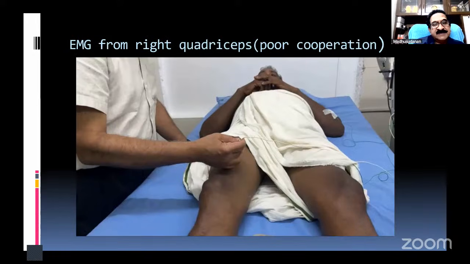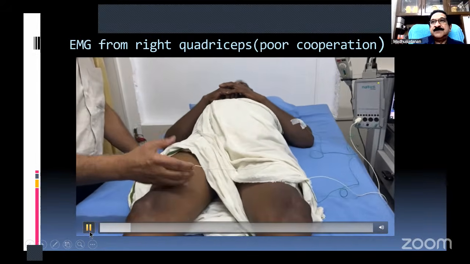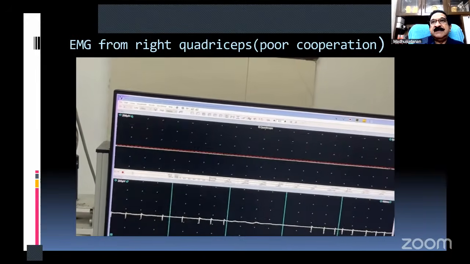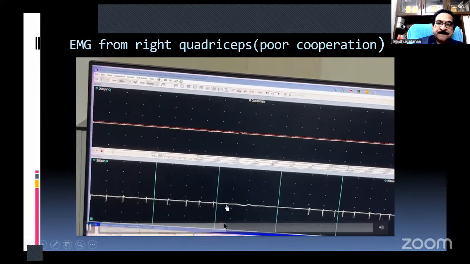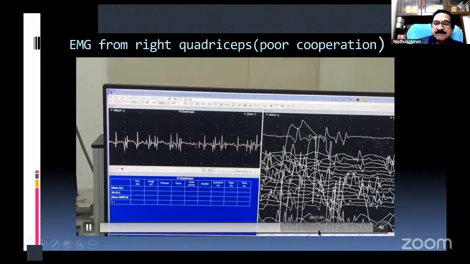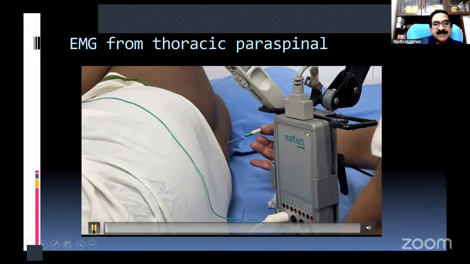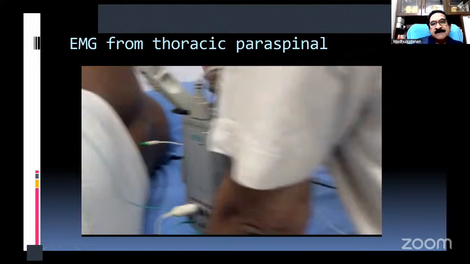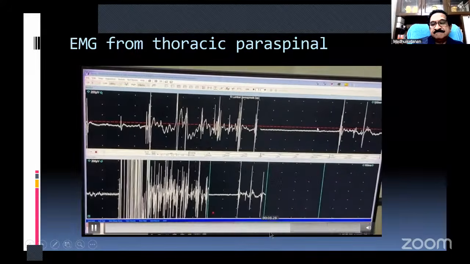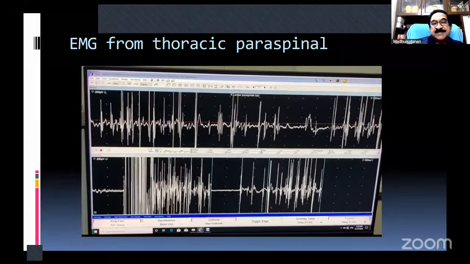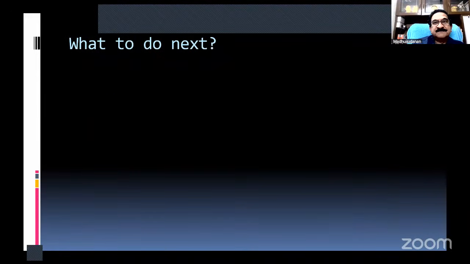The EMG did not show anything. There is no motor neuron hyperactivity, though the limbs are going into abnormal posture without any weakness. There was no spontaneous activity; motor neurons were normal. I even considered a paraspinal study, whether it could be. Again, no spontaneous activity, motor neurons were all normal. So what to do next?